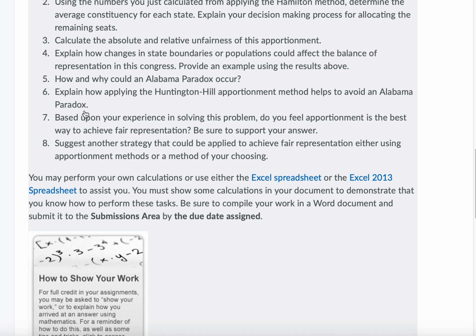So this is not math. This is just doing some research and some Google. Make sure you use a reputable site, no Wikipedia. Anything .gov is good. Anything that's .edu is good. So look for a reputable source.